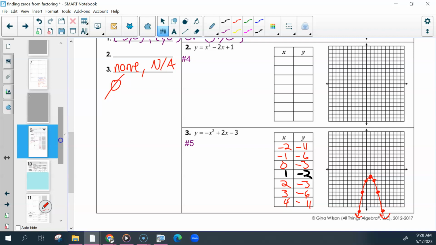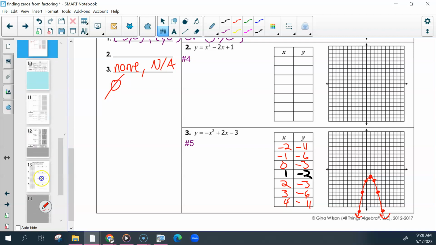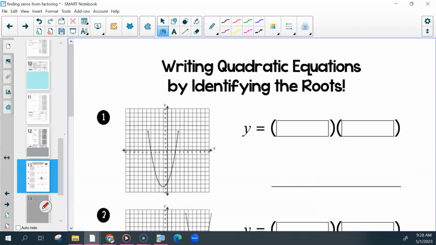Disregard the discriminant part of the bottom of that page. Do we have any questions on how to determine how many solutions there are on a graph? Or how to find them? If not, find this page. This is the last thing we're going to do together, and then you're going to be working in test nav.